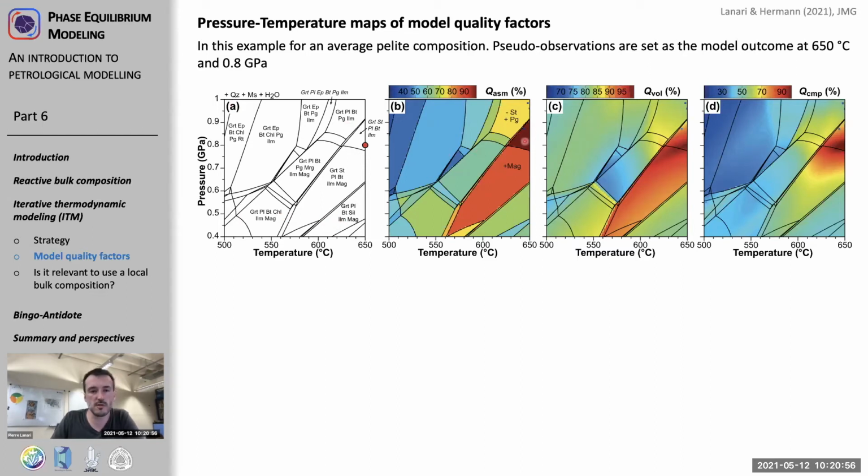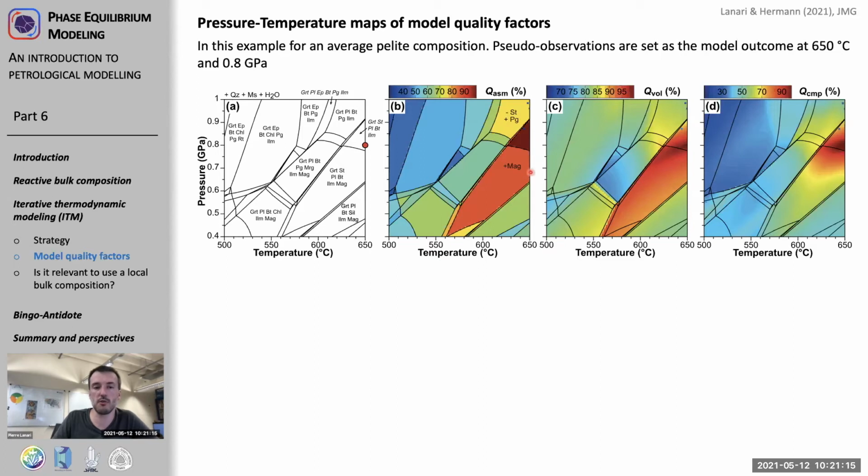The first diagram is for QASM, and you see the value is 100% in the stability field of the peak mineral assemblage. This is good because it allows you to map the region where you have the best match between your observation and your model in terms of mineral assemblage.